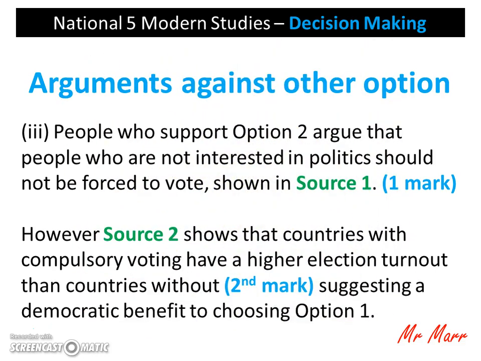Once more, we want to repeat this twice or once. If we have written 3 arguments for the option, then we want 2 against. And if we have written 4 arguments in favour of our option, we want 1 against. Each of these is worth 2 marks, giving us 10 marks overall.